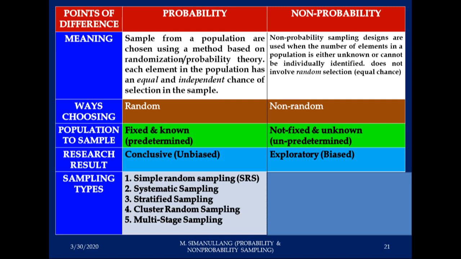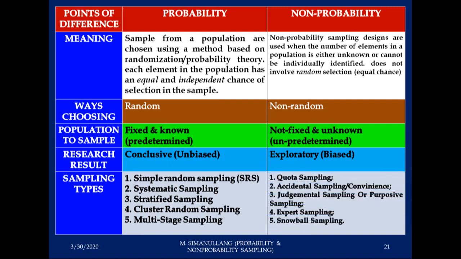The sampling types or methods for probability sampling techniques can be simple random sampling, systematic sampling, stratified sampling, cluster random sampling, or multi-stage sampling. While the types of non-probability sampling can be quota sampling, accidental sampling or convenience sampling, judgmental sampling or purposive sampling, expert sampling, and snowball sampling. Once again, dealing with these types of sampling or techniques, we'll discuss them one by one. I promise you, we'll discuss them clearly.